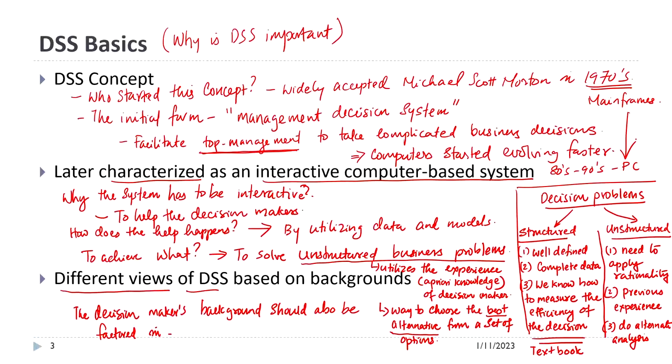Then why does the system have to be interactive? Because we talked about the unstructured business problems, and we clearly showed you how to identify the structured and unstructured parts of business problems, their a priori knowledge, as well as the best alternatives, and how the different background of the decision maker should also be taken into account. Okay. I hope it is clear.